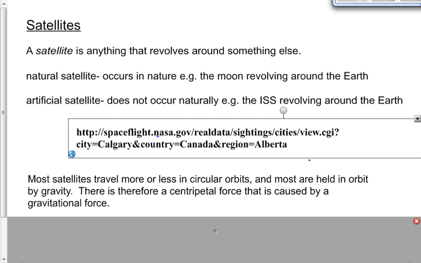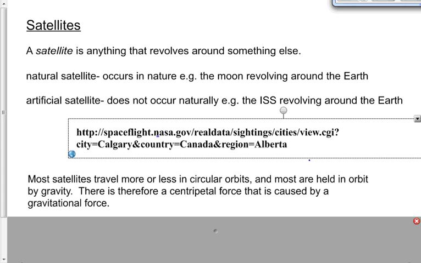Because the centripetal force acts on an object going in a circle, and the centripetal force must be caused by something, in this case gravity, we will, as you're going to see in just a moment, set Fc equal to Fg. And that's how we're going to solve all of these satellite problems.